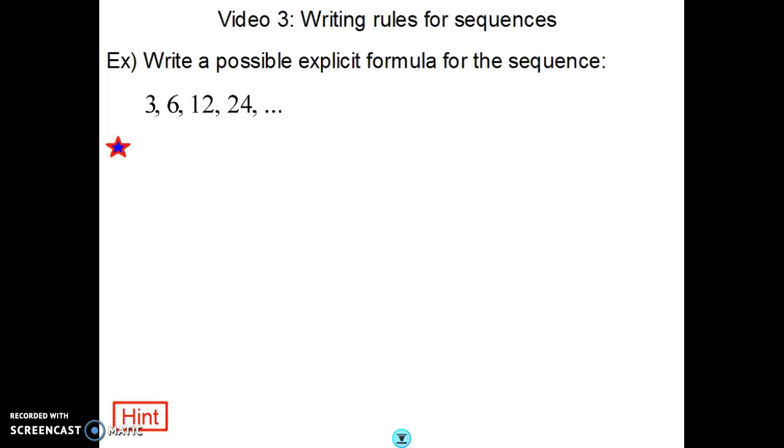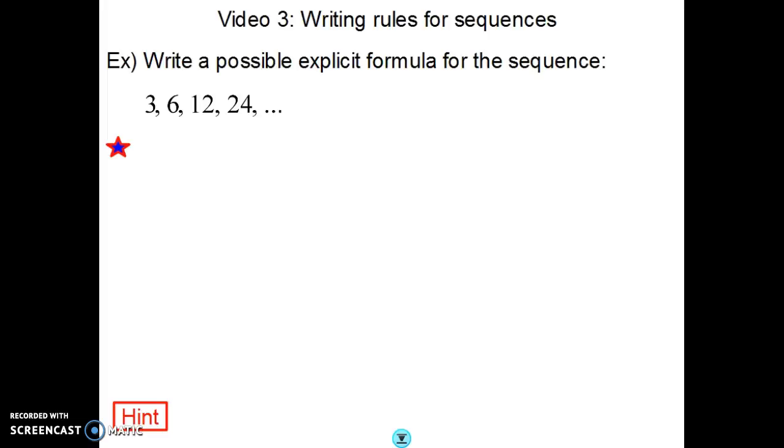In this video, we'll be looking at going the other direction. We'll be writing rules for sequences if we're given a few terms in that sequence. So let's jump right into an example. Write a possible explicit formula for the sequence 3, 6, 12, 24.